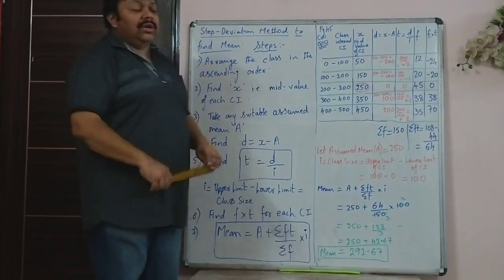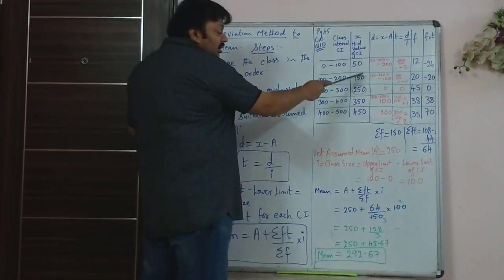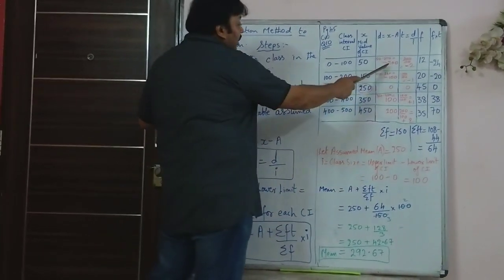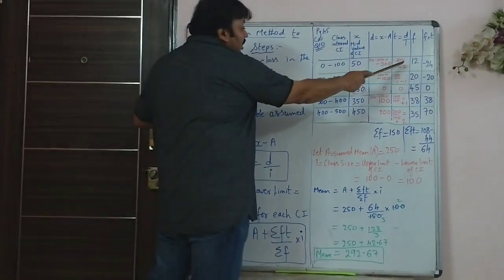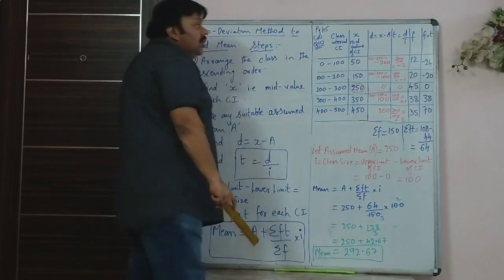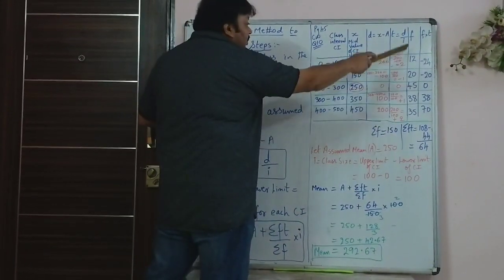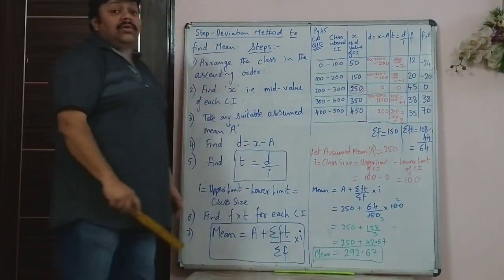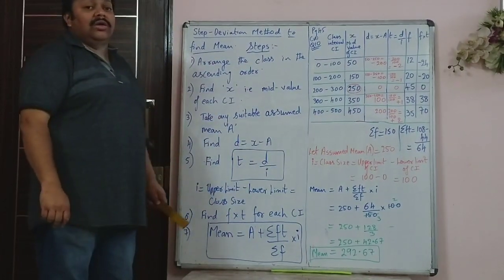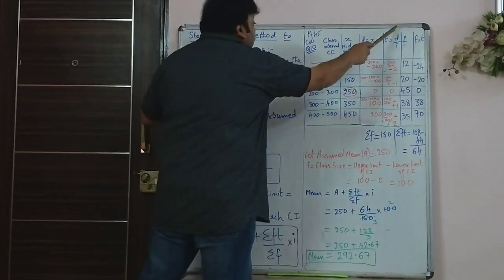I told you when you write the deviation, it will increase in steps of, in this case, 100, because the class size is 100. And therefore, when you divide it by 100, this will be minus 2, minus 1, 0, plus 1, plus 2. So now in this case, the frequencies I have written as per what is given in the question paper. And then the last column that you have to make here is f into t. It is f into t.